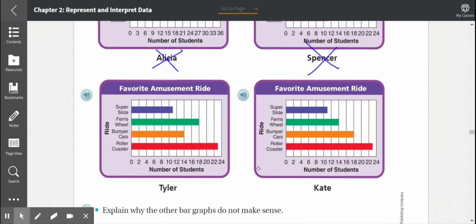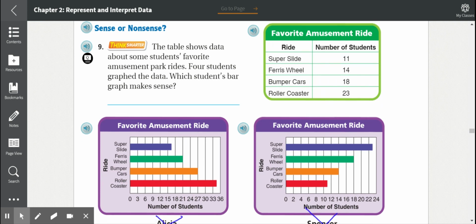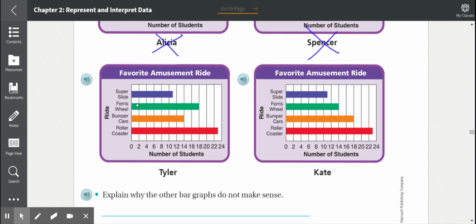Moving on to Tyler. Tyler's super slide goes past 10, it goes to 11. All right, let's look, that matches. 11 students voted for super slide. Okay, going on. Let's look at Ferris wheel. 14 chose Ferris wheel. His line is green. Well, here's 14. It goes way past. He has his up here at 18. That's not right. So it should be Kate. Super slide, hers goes to 11. Ferris wheel, hers goes to 14. Let's look at bumper cars and roller coaster.